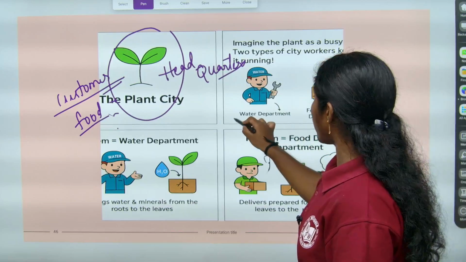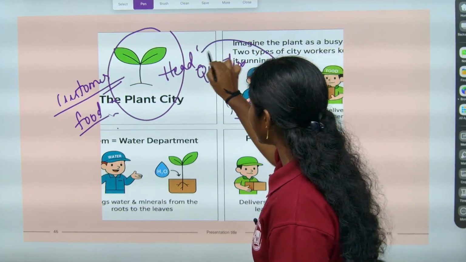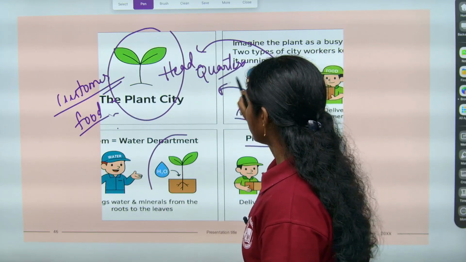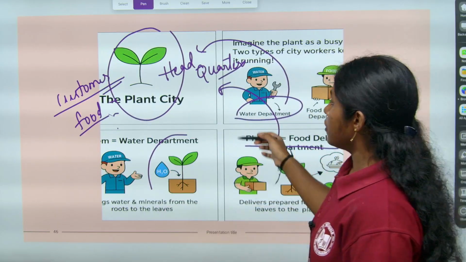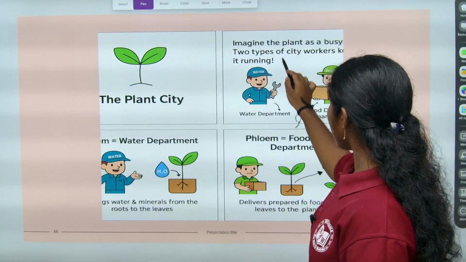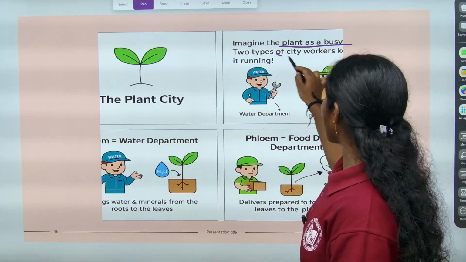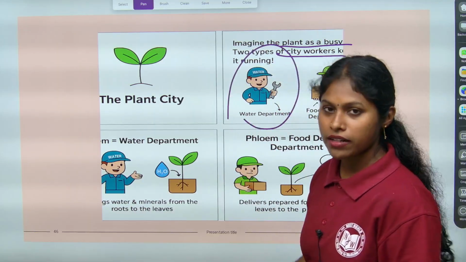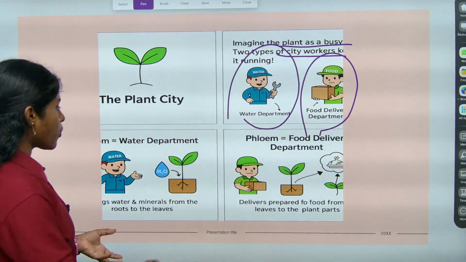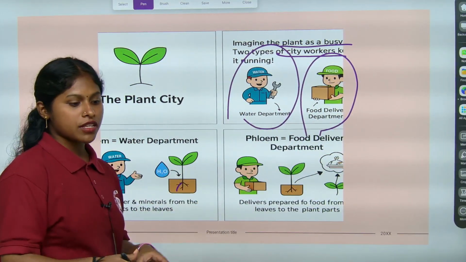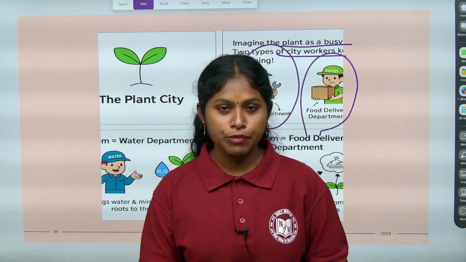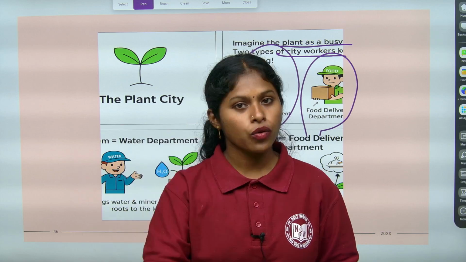So, here the water department should transport the water to the headquarters, and the food department also has to submit the food to this headquarters, right children. So, imagine the plant is a busy city and it has two types of workers. What are they? One is the water department, another one is the food department. Plants also feel thirsty, right. So, they require the transportation of minerals. Whatever is in the soil, either the inorganic solutes, water or any minerals, all is absorbed through the roots only, right children.